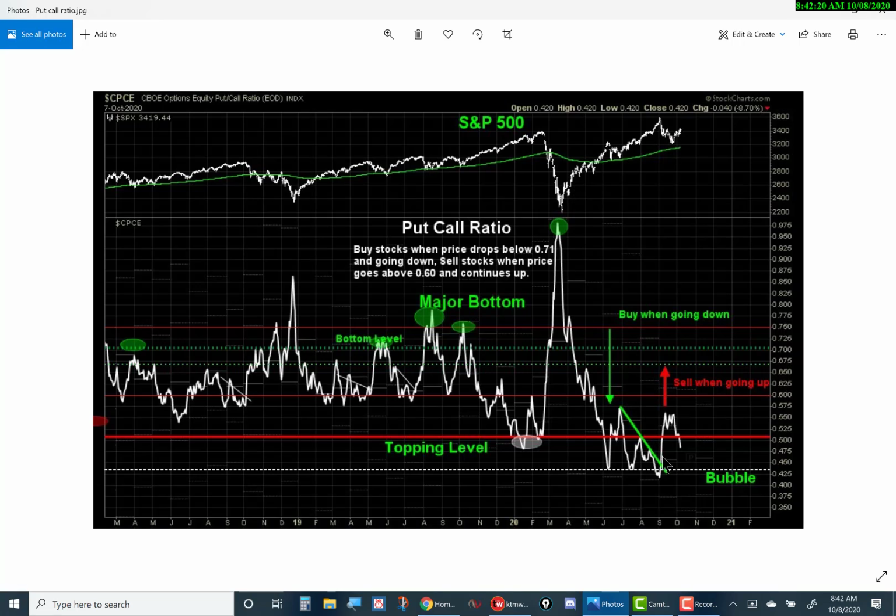The put call ratio is continuing to come down, but we are approaching that topping level, or that bubble level, where you're going to have a big correction. And let's be very clear, we will have another correction. It's just hard to say when. We just don't know when.